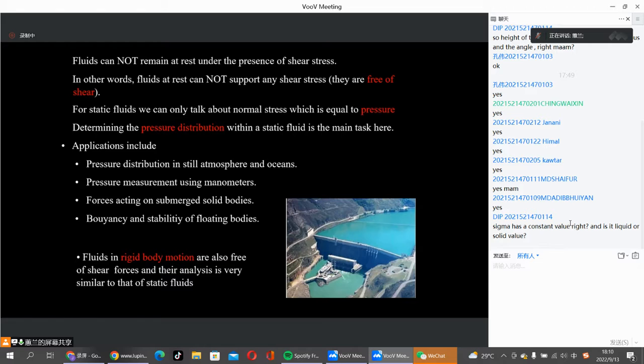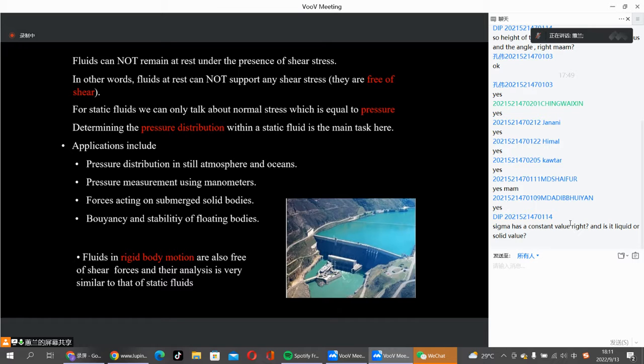That means if there is shear stress, the fluid will deform. In other words, fluids at rest cannot support any shear stress, meaning they are free of shear. So for static fluids, we only need to talk about pressure force, the normal force. Sometimes we need to determine the pressure distribution within a static fluid, and this is the main task for this chapter.